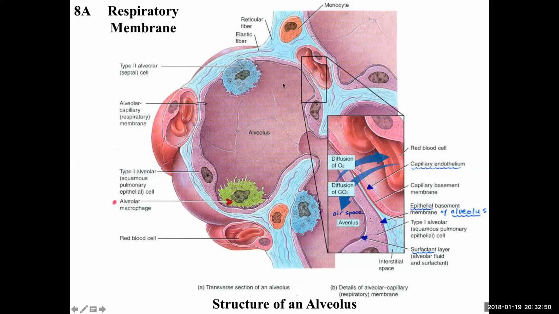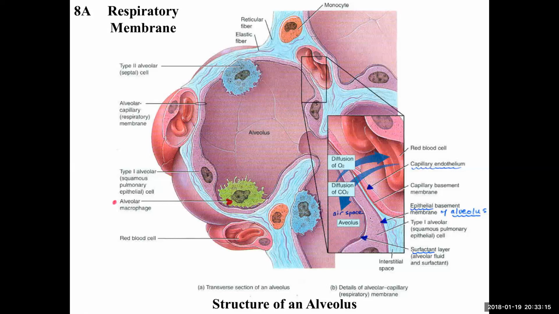Now, the alveolar epithelium is a thin, simple squamous epithelium. So we have squamous cells here lining the alveolus. Okay, and there's different types. We're not going to get into them, but there's different types. And the capillary endothelium lines the capillaries adjacent to the alveolus. Okay.